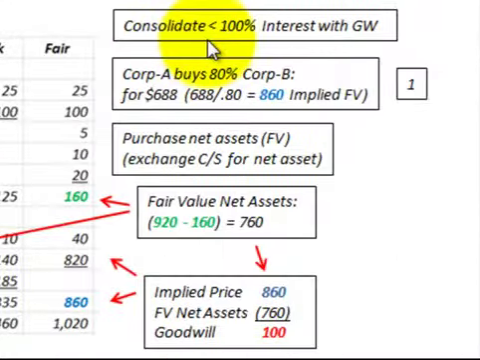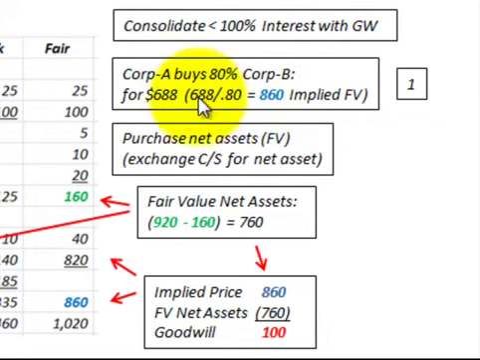Here we're going to look at a consolidation with less than 100% interest, and it's going to include goodwill. So for our example here, the parent company, Corporation A, is going to buy 80% of Corporation B, the subsidiary, and they're going to pay $688,000 for this 80% investment in Corporation B. So we have to determine the total implied fair value.